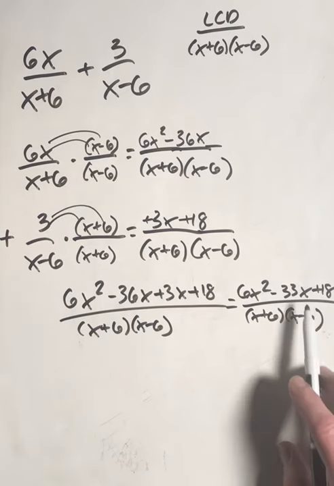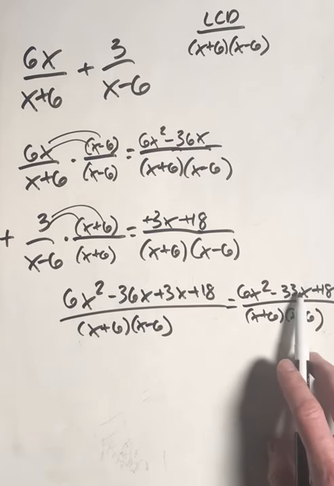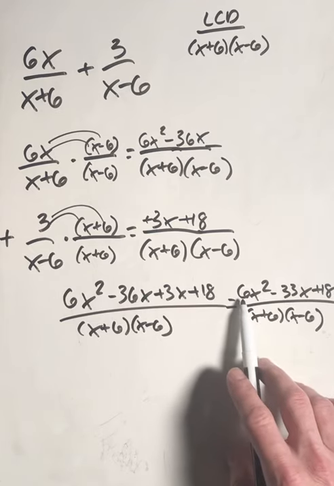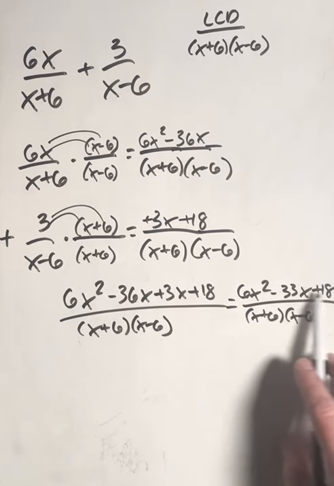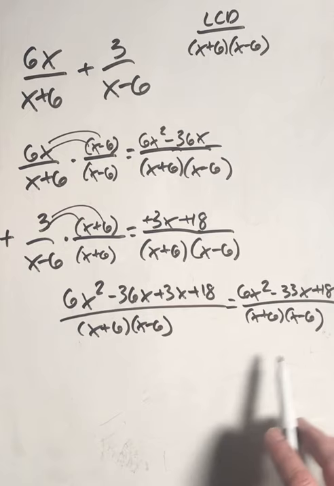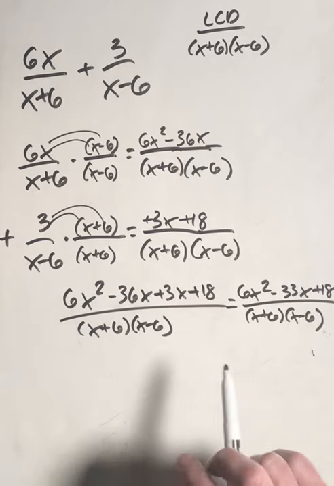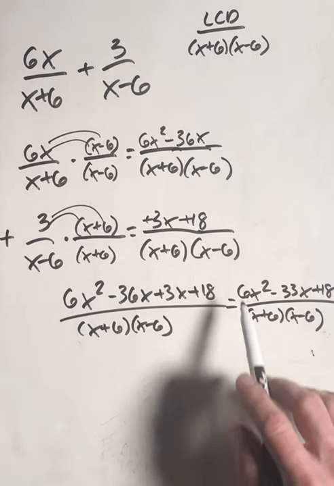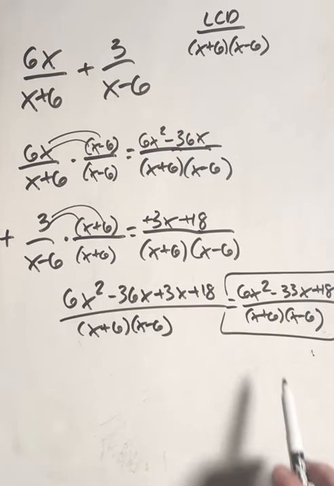If you wanted to, you could try to factor out a factor of 3 from here. That would give you another polynomial, another binomial or trinomial in here that you'd want to factor, and when you get down you'd realize that you don't have any other factors that you could cancel. So this is the most simplified form here.